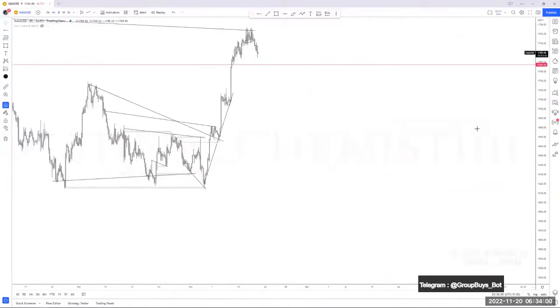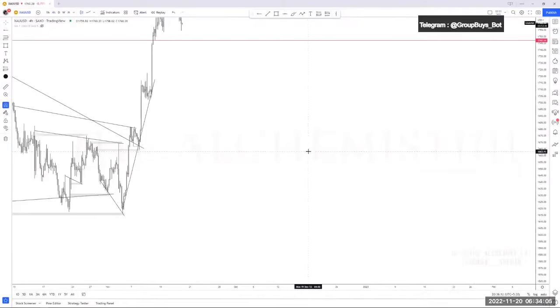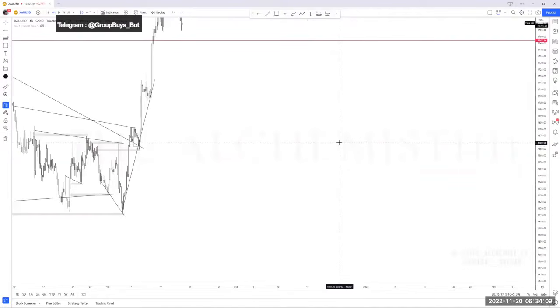First, these are the POIs we use, or as we call them, key levels, support and resistance. Support broken turns into resistance we call SBR, or RBS, resistance broken turns into support.